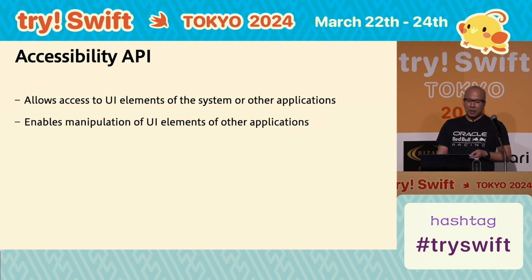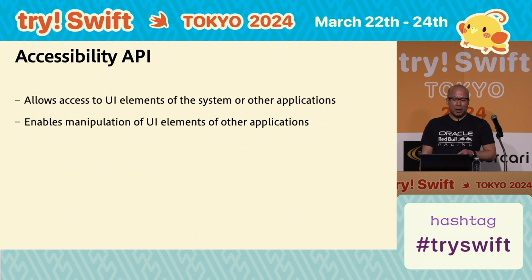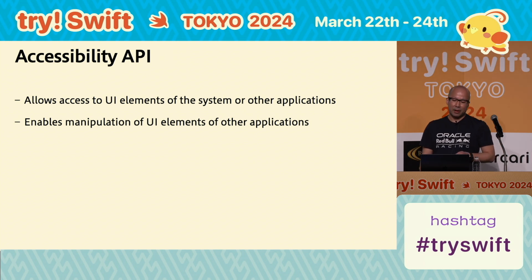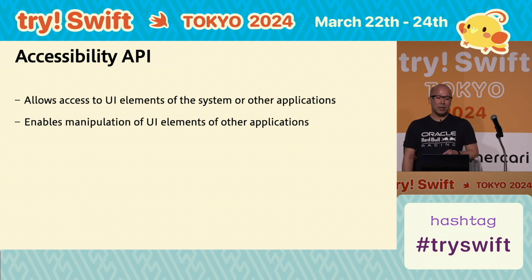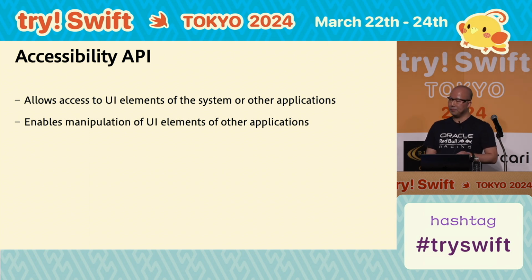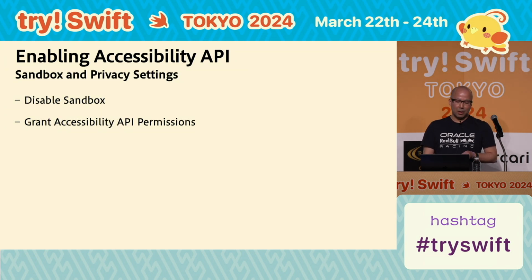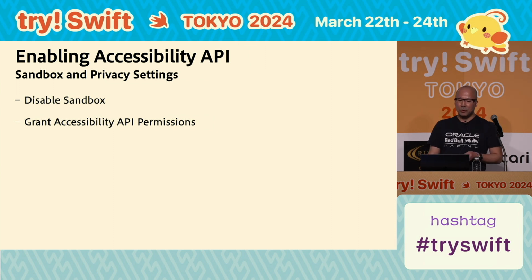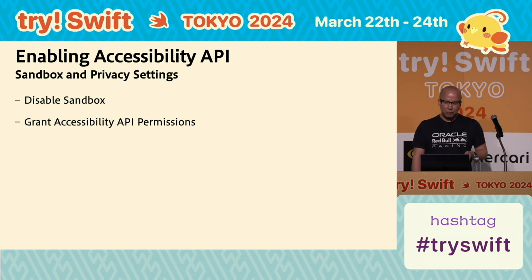The Accessibility API makes the impossible possible. It is used in testing and automation software, and allows you to access and manipulate UI elements of the system and other applications. It is very powerful, so to use the Accessibility API, you need to fulfill the prerequisites.